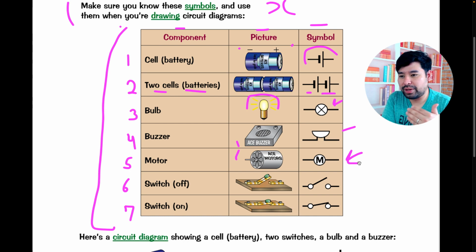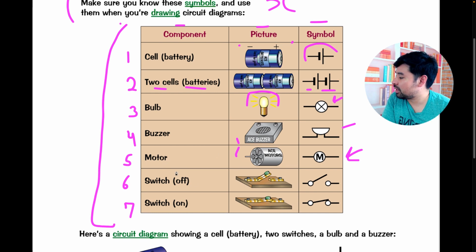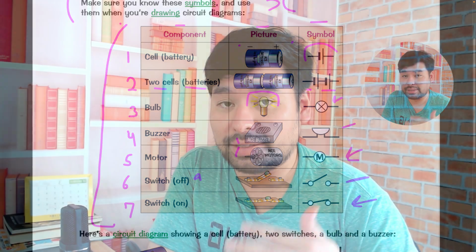Again, why do we have to learn the symbols? Because normally when we draw diagrams, we are going to use the symbols and not the pictures, and maybe not even the names. Switch off, when it's turned off, we have this symbol here, and switch on is this symbol. So is it important, teacher, to learn these symbols? Is it important to recognize them when we see them?